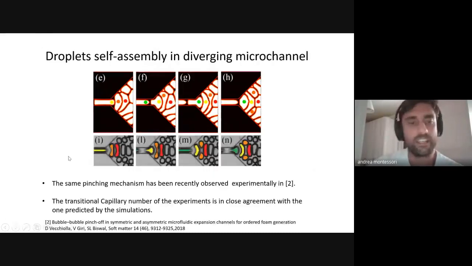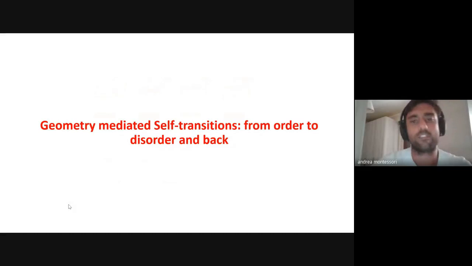The good thing is that the same pinching mechanism, so this breakup, has also been observed experimentally in a very nice work by De Chiolla and Bisval. And so the transition capillary numbers found in the experiment are in very close agreement with ours. So this is a good point. But let's talk about the mediation of the geometry on this transition.